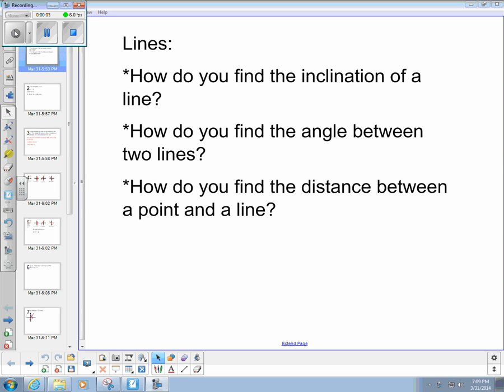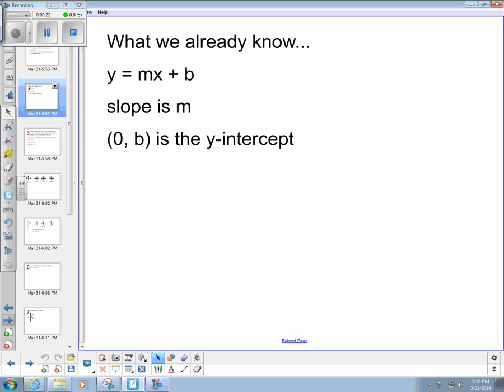Okay, in this video we are going to talk about lines and how do you find the inclination of a line, what inclination means, how do you find the angle between two lines, and how do you find the distance between a point and a line. Be sure you have your paper set up in Cornell format and write down your essential questions.